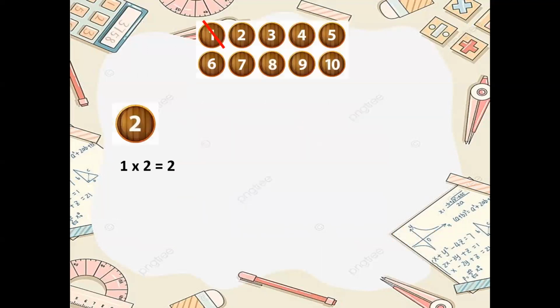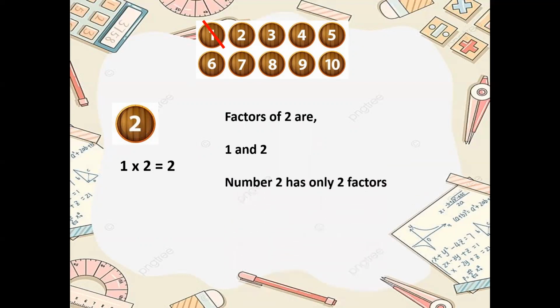Then we'll see whether number 2 is a prime number. You can write number 2 as a product of two numbers, 1 times 2. That is the only product that you can write to get number 2. Therefore, number 2 has two factors. They are number 1 and number 2. Because number 2 can be divided by 1 and by 2 completely without getting any remainder.